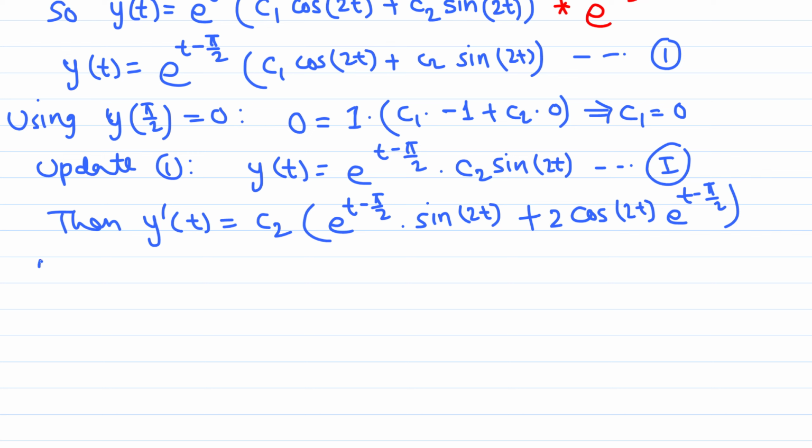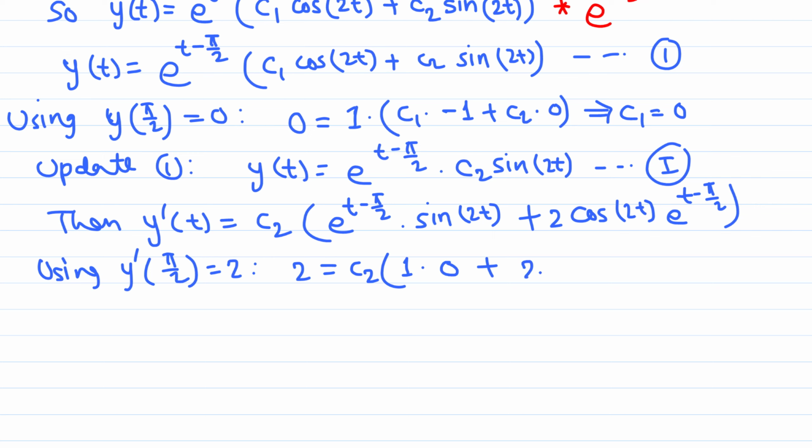Now we apply the initial condition. y prime at pi over 2 equals 2. So y prime is 2 when t is pi over 2. So this is c2 times e raised to pi over 2 minus pi over 2, e raised to 0, which is 1, times sine 2 times pi over 2, sine pi, which is 0, plus 2 times cosine pi, which is negative 1, and e raised to 0 is 1. So 2 equals 1 times 0, which is 0. This is negative 2 c2. Divided by negative 2, we get c2 equals negative 1.